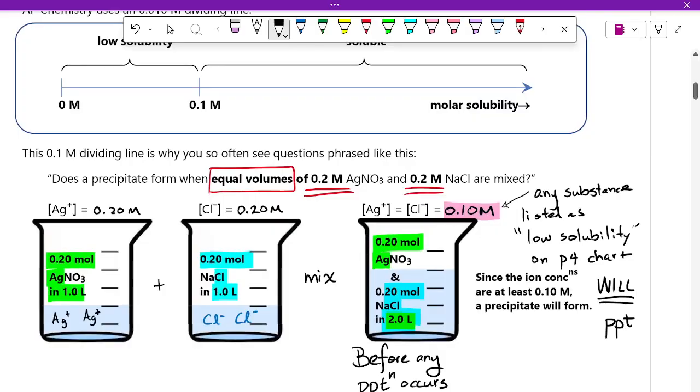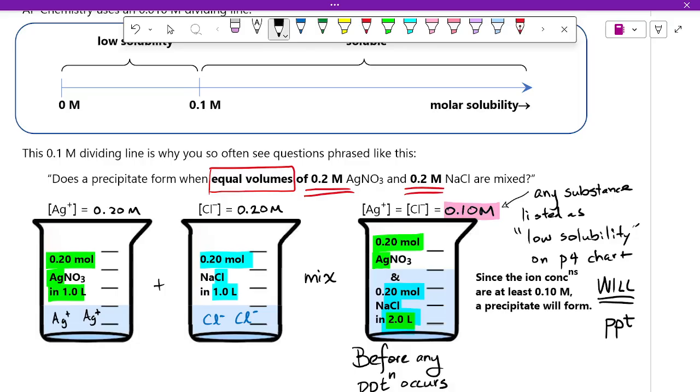So, if I was to give you 0.1 molar and 0.1 molar and we mix them, equal volumes, you would have 0.05 molar and 0.05 molar. And you couldn't tell from that chart if a precipitate would form because at 0.05, maybe you would get a precipitate and maybe you wouldn't. The chart does not tell us at a lower concentration whether you'll get a precipitate or not. You would have to do some KSP calculations.